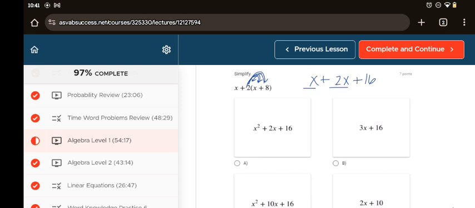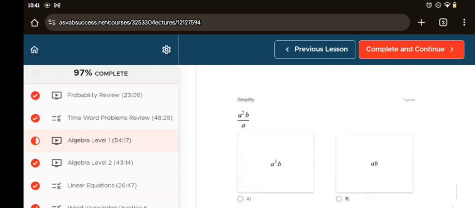Okay, now x plus 2x, we combine them, and we get 3x, and our 16 stays the same. So our final answer is 3x plus 16, or B. All right, great job. Let's keep going.